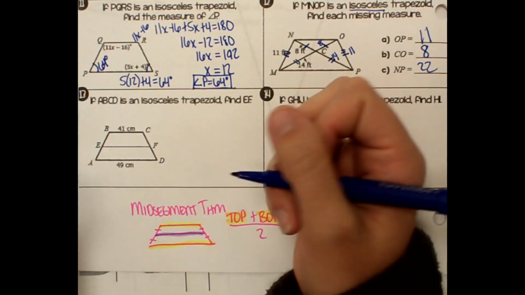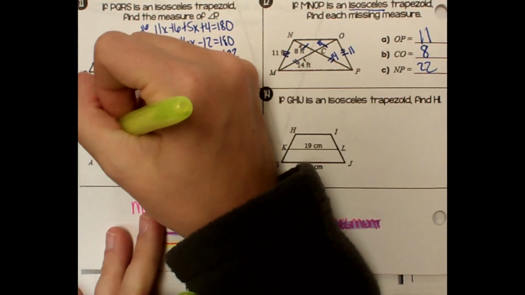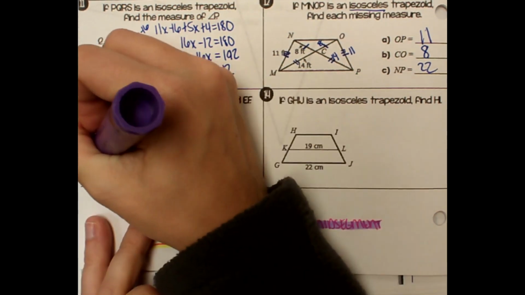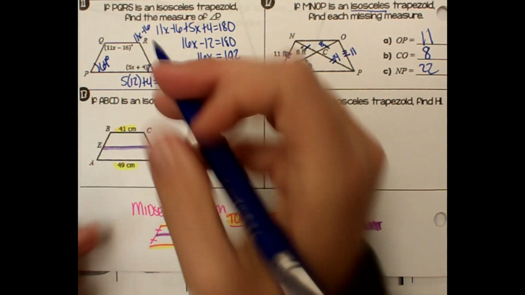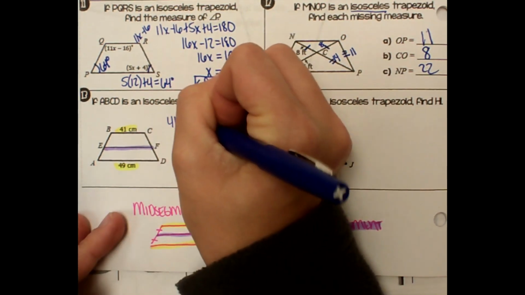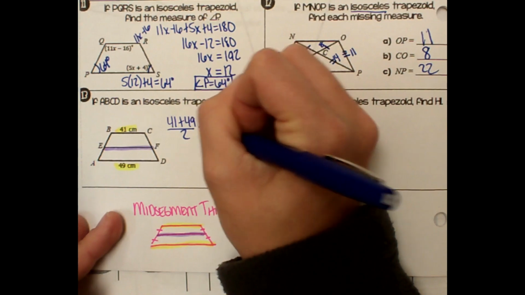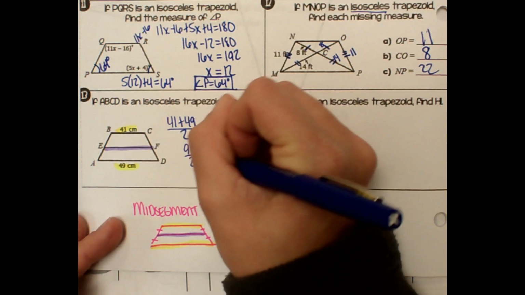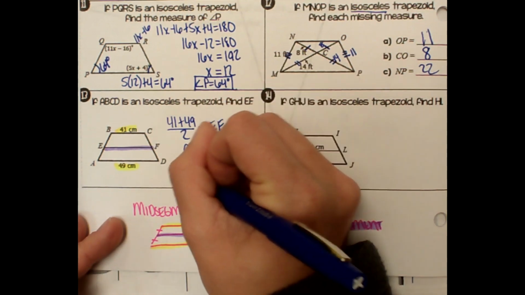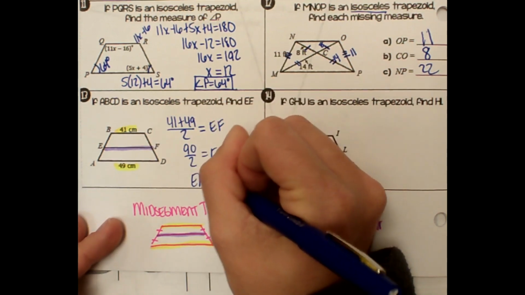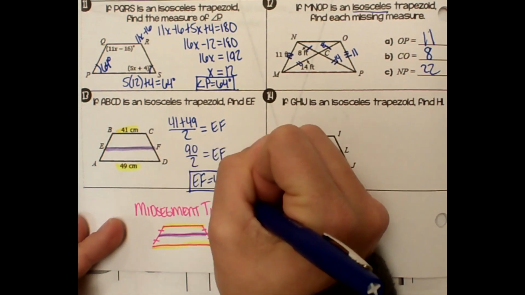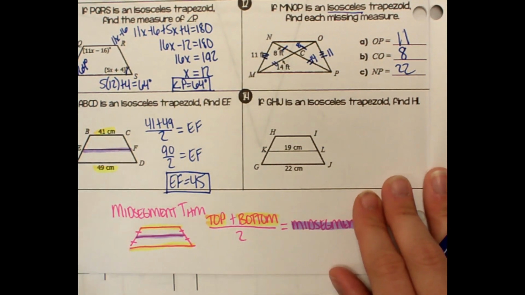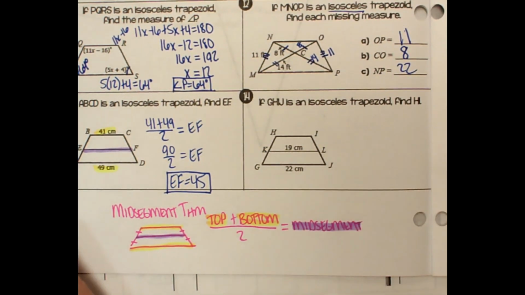So what we would say is that the top plus the bottom divided by 2 is equal to our midsegment, EF. So we would say 41 plus 49 divided by 2 is equal to EF. If we did 41 plus 49, we get 90 over 2. So we get that EF is equal to 45. And that's not so bad. Let's add a, oh, we didn't put algebra in yet. Keep in mind, some of them might involve algebra.